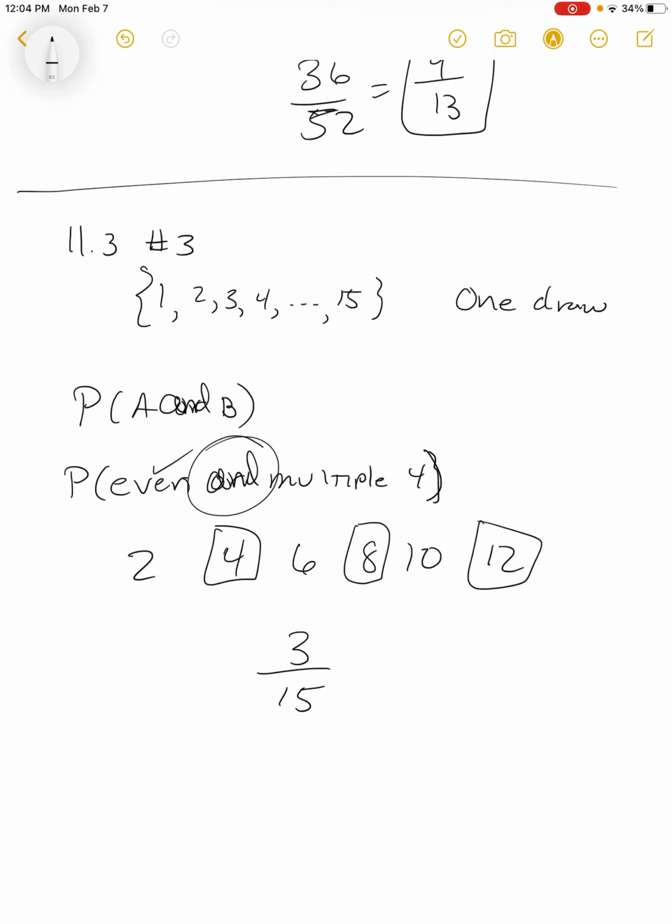There's the 3 I have boxed. The 1, the 3, the 5, the 7, the 9, and the 11. Actually, there was one more even one, right? 14.